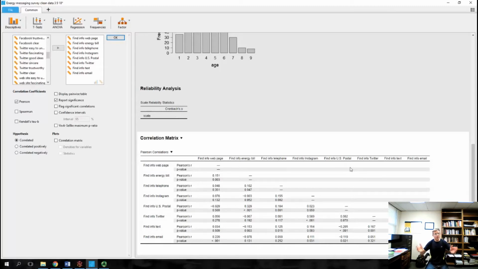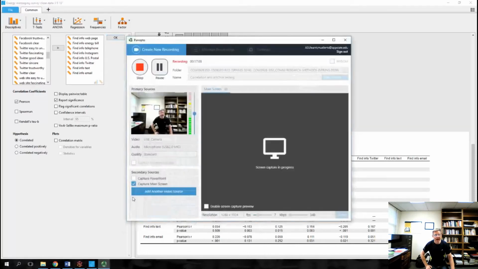Postal. Makes sense, right? When people want more text, they want less U.S. Postal. When they want more U.S. Postal, they want less text. Those two work away from each other. They're negative. So it's really important to see not only that something's significant, but also if it's positive or negative. Okay? So for that, remember to report on the correlation, pull up the correlation table on those 8, okay?